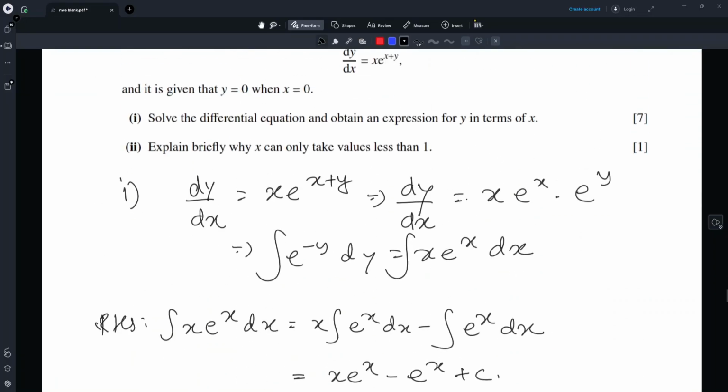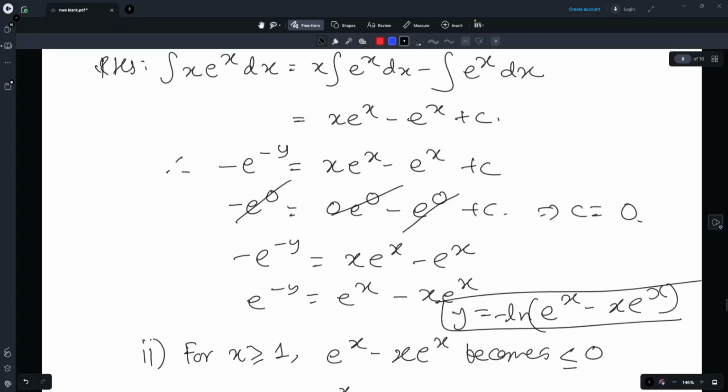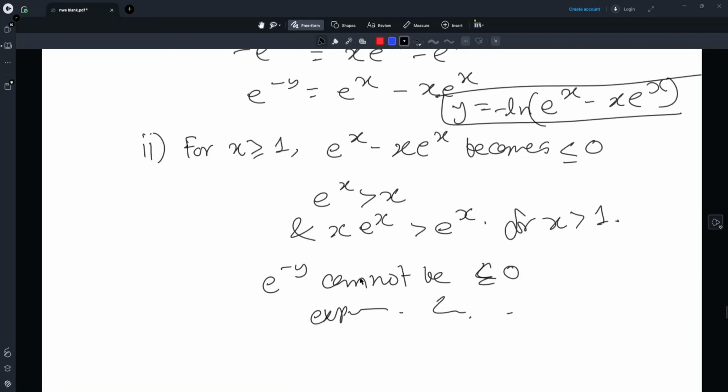Oh wait, and what else did it say? Yeah, it said to obtain an expression for y in terms of x. So if I remove this e here, then I get a ln. If I remove this minus, then I get minus ln. So y equals minus ln of e to the power x minus x e to the power x. I could simplify this further if I want to, but actually I cannot. So that's it.